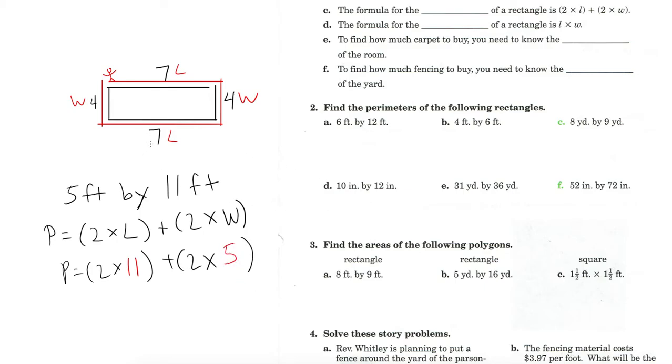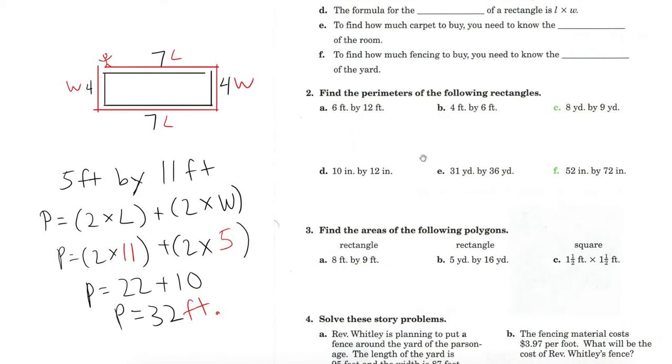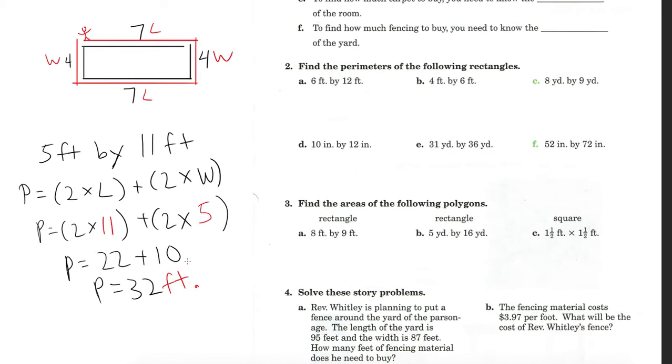All right, so then the perimeter becomes P equals 22 plus 10, and P equals 32. So 32 what? 32 feet. Really important that you guys write feet. So that's my perimeter. So do the same thing for all these. Write the formula down first, then fill it in, then multiply and add them together. Alrighty. And don't forget to add your unit of measure.